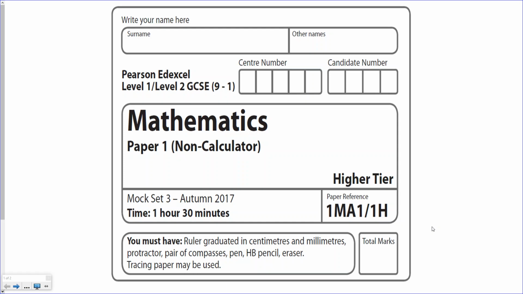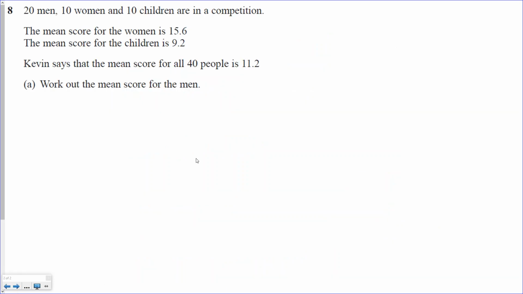We are going to work on a question from the Edexcel Paper 1 Mock Set 3, 2017. This was question 8 on the non-calculator paper. 20 men, 10 women and 10 children are in a competition. The mean score for the women is 15.6. The mean score for the children is 9.2. Kevin says that the mean score for all 40 people is 11.2. Quite a lot of information there. Work out the mean score for the men.